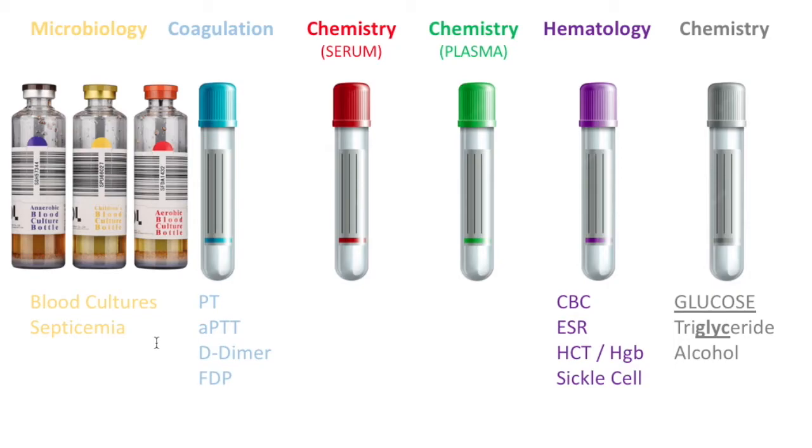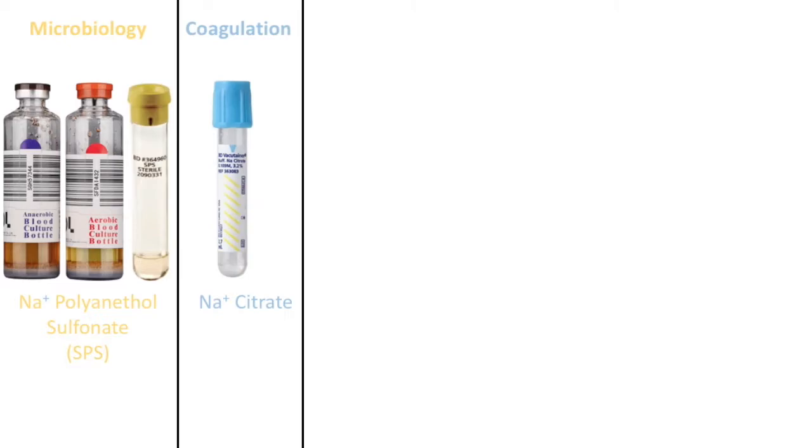Now, the blood cultures, whether or not it is the glass yellow tube or these larger plastic culture bottles, has an additive called sodium polyethyl sulfonate, otherwise known as SPS. And this is our nutrient broth additive for the microbiology. Over in our coagulation, we have sodium citrate for our light blues.